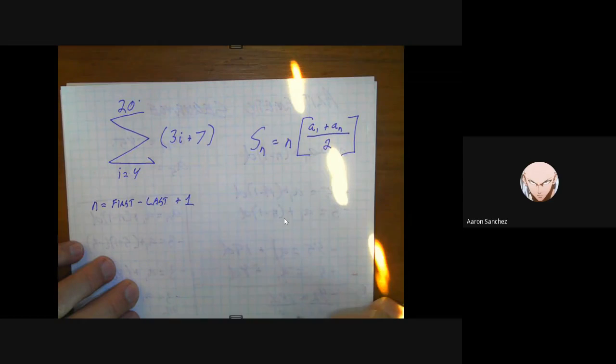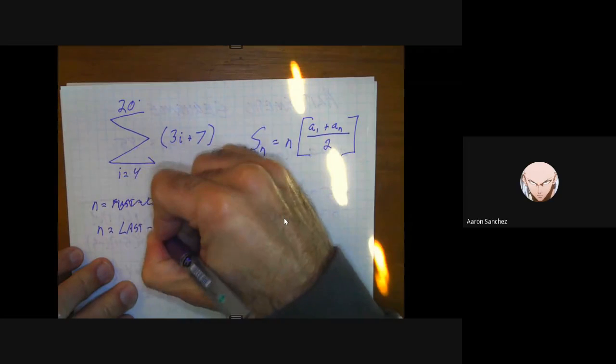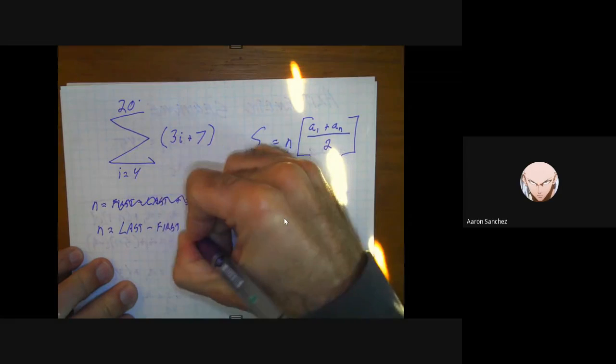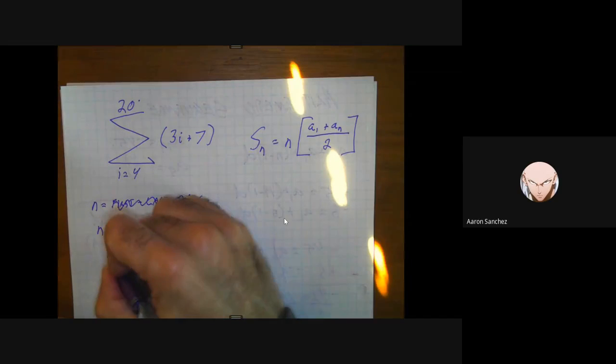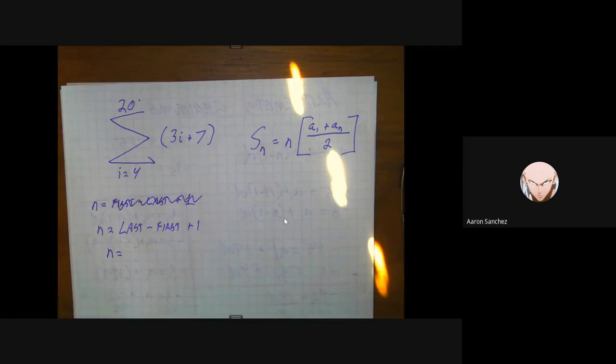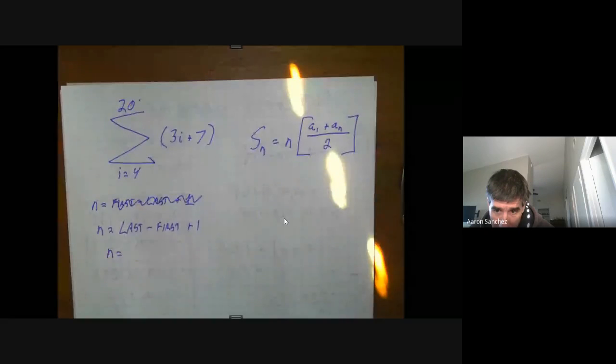Oh, no. Sorry. n is equal to the last term minus the first term plus 1. The last term minus the first term plus 1. So what is my n going to be equal to? I'll give you 20 seconds to figure that out. All right, time's up. Jacob, what'd you get?